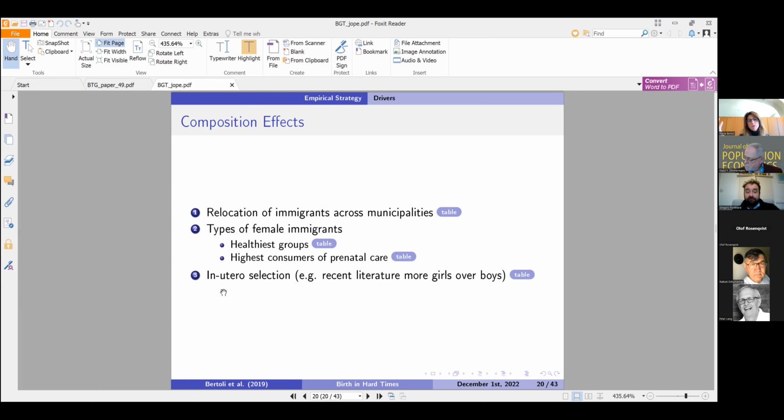We also check for in utero selection. So we saw that where we are far from the immigrants associations or where there is a lower number of immigrant associations, there is a tendency to have more female newborns, and that could partially explain the effect when we look at the weight of babies.